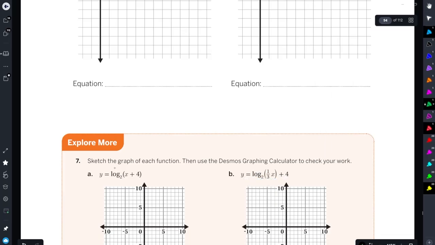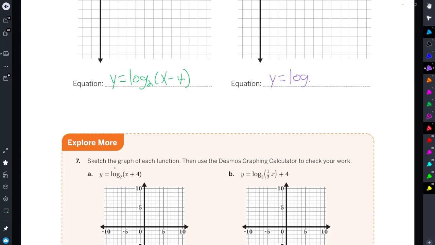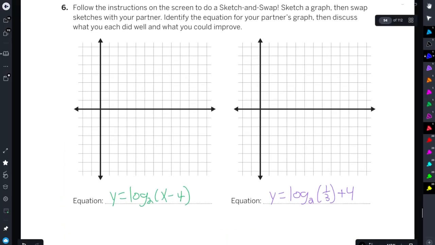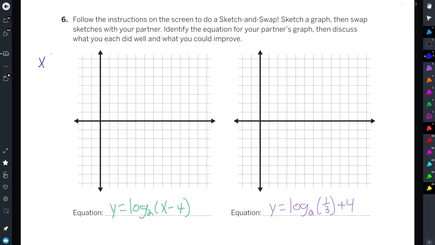Like for this one, our equation is y equals log base 2 of (x minus 4) in parentheses. And over here, we'll do it exactly as written: log base 2 of (1/3 x) plus 4. All right, so the first one, we're going to make our xy table. And it's always 1, comma 0 and b, comma 1.